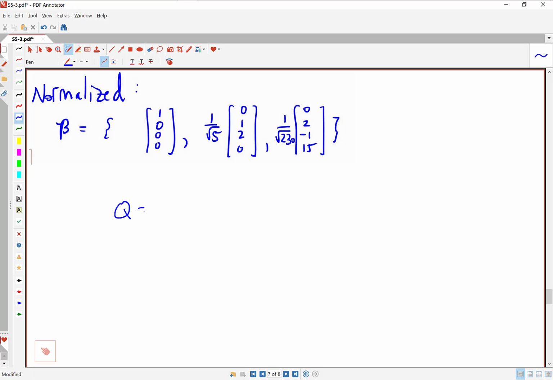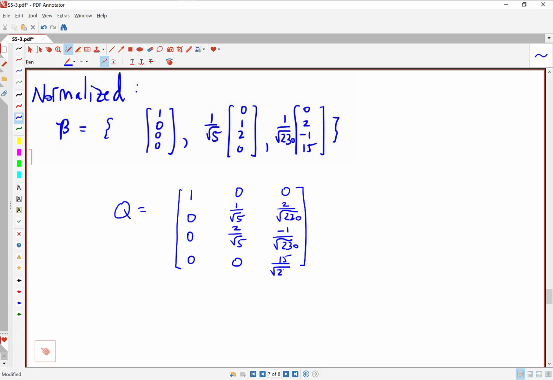To build our orthogonal matrix Q, we're just going to insert these orthonormal basis vectors into the columns of Q. So first column, 1, 0, 0, 0. Second column, 0, 1 over root 5, 2 over root 5, 0. And for the third column, 0, 2 over the square root, negative 1 over the square root, and 15 over the square root. So there's our orthogonal matrix Q with orthonormal columns.